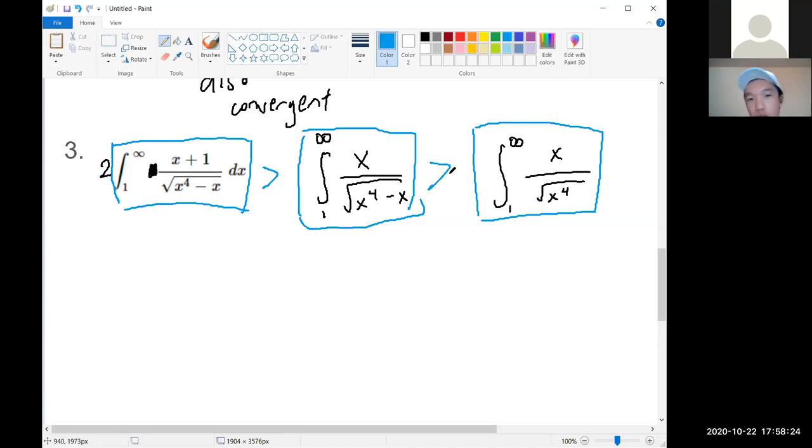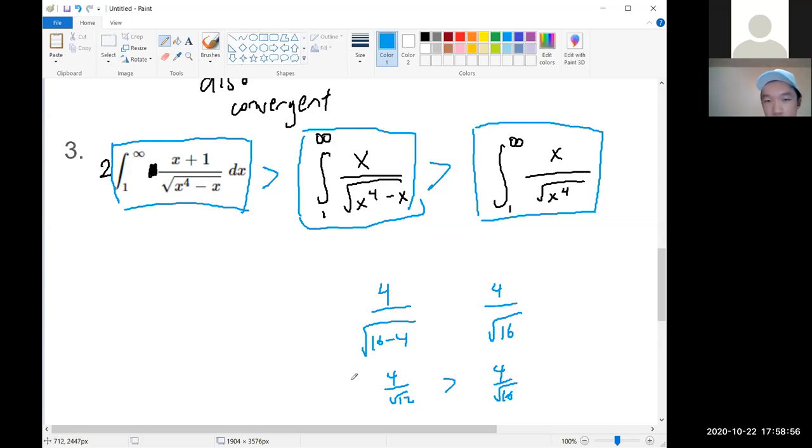The easiest way to see would just be to plug in a number, just to convince yourself. So if you plug in, say, 4, this will be 4 over the square root of 16 minus 4, and then you compare that to 4 over the square root of 16. So this would be 4 over the square root of 12, and this would be 4 over the square root of 16. The first one has the smaller denominator, which makes the overall fraction greater. So yeah, this is greater than.